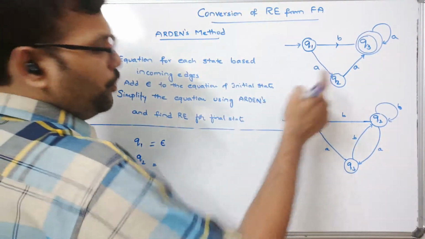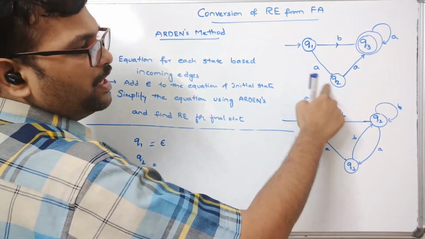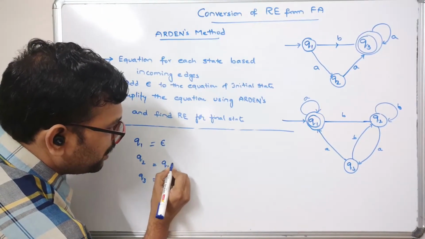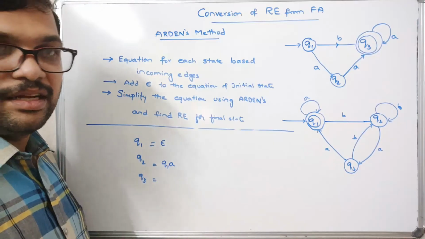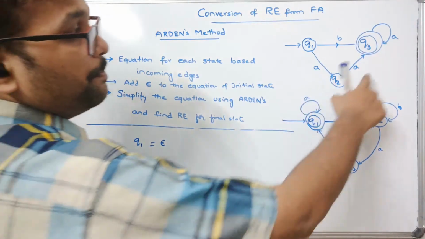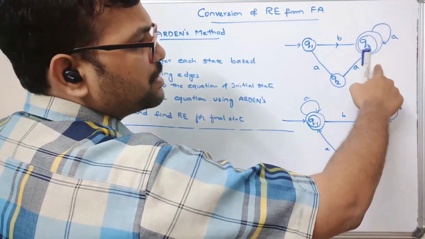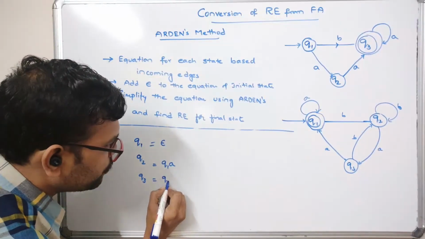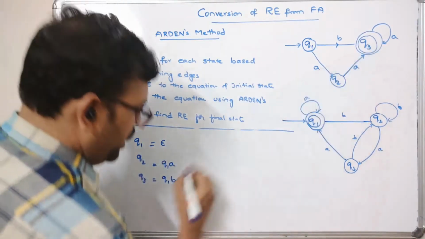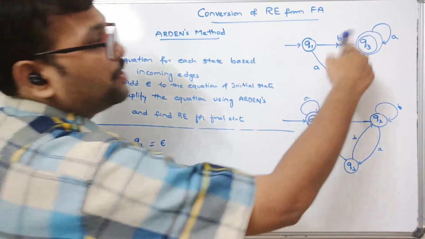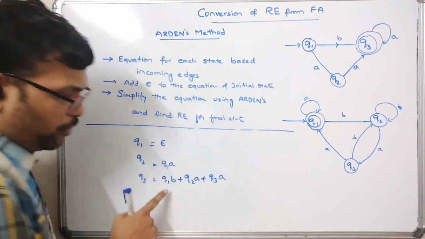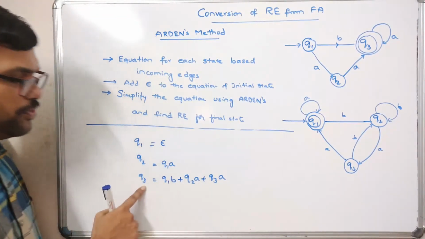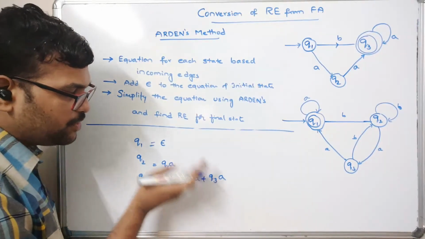And then Q2. Q2 is having only one incoming edge, right? A from Q1. So you can simply write it as Q1A. Q3 is having around 3 incoming edges. One is from Q1, another one is from Q2, another one is from Q3. So simply you can write it as Q1B plus Q2A plus Q3A. That means Q1 on B moves to Q3, Q2 on A moves to Q3, Q3 on A moves to Q3. Right? So based upon the incoming edges, we need to write the equations.